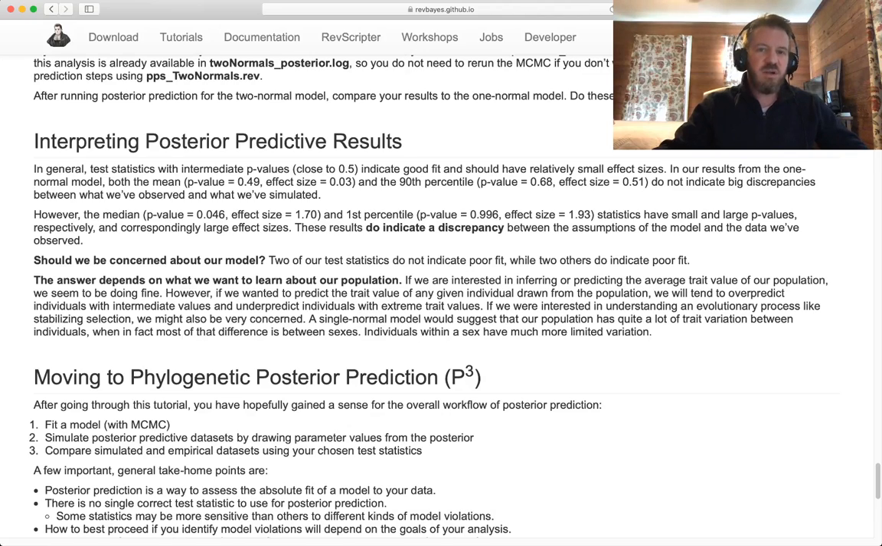So really the answer about how concerned we should be about poor fit really comes down to what we want to know. And I think this is a more general conclusion that applies to the phylogenetic case as well. What we want to use our phylogenetic models for is going to determine how we should go about assessing model fit.